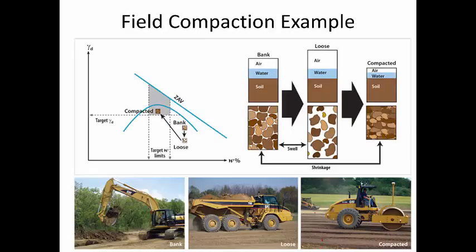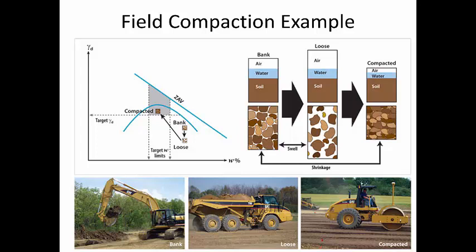Here's a quick example of looking at what field compaction is occurring compared to the Proctor curve that is being plotted. So the lower left shows that an excavator is excavating fill material. That becomes your bank. That bank has a specific dry unit weight and moisture content as it sits in place. That becomes very loose once it's excavated and being transported. But I want you to notice that the soil and the water do not change when it's being removed and transported. It does swell because there's more air, because it becomes loose.